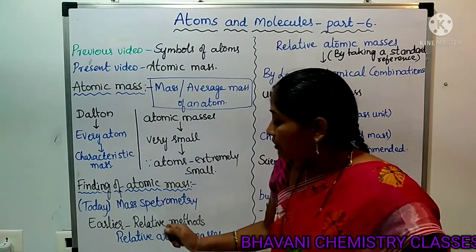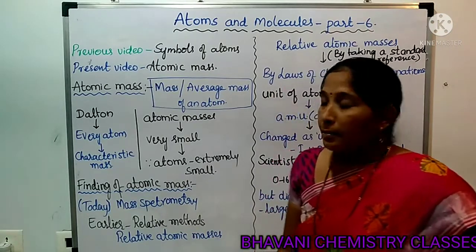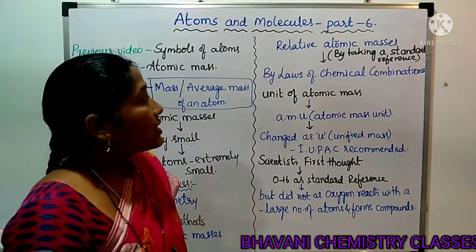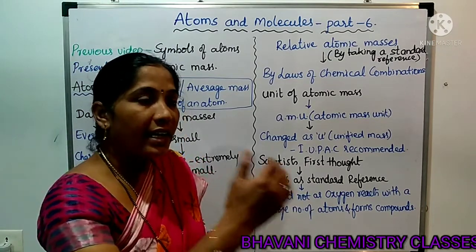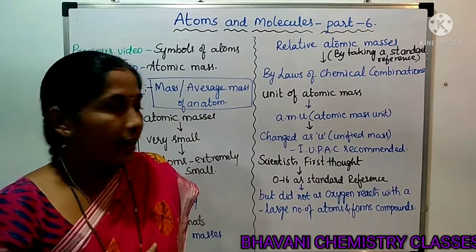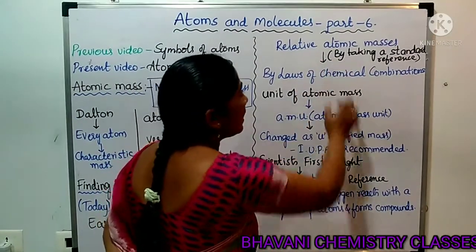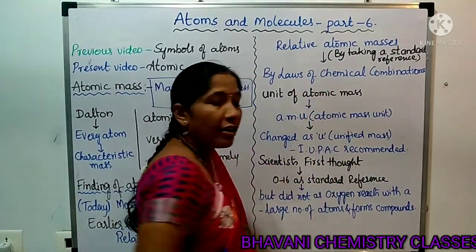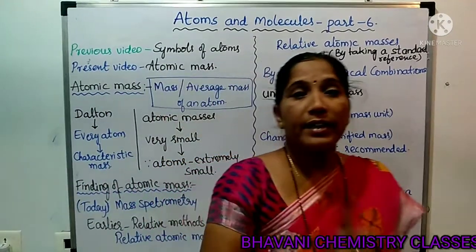A method was there, that was the relative atomic masses method. In this method they have taken a standard reference. For example, any atom, its mass is taken as the standard reference, and according to that, relatively the atomic masses of all the atoms are found. Here the relative atomic masses are calculated by taking a standard reference, and in this method the laws of chemical combinations are involved.